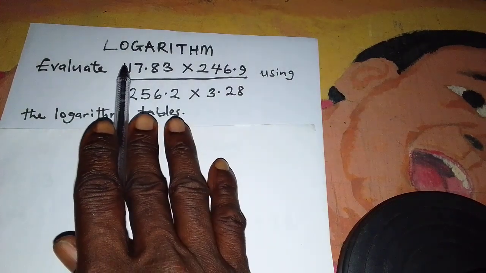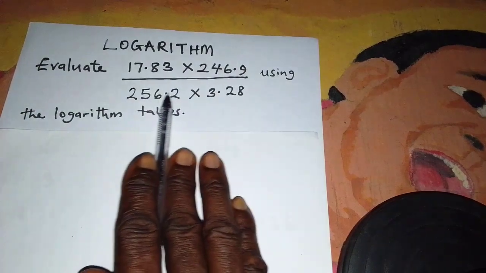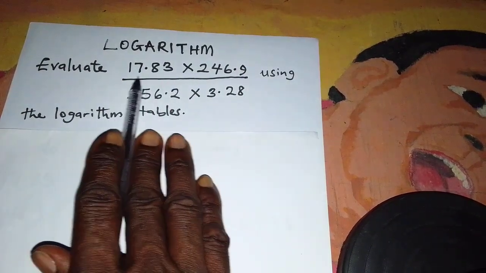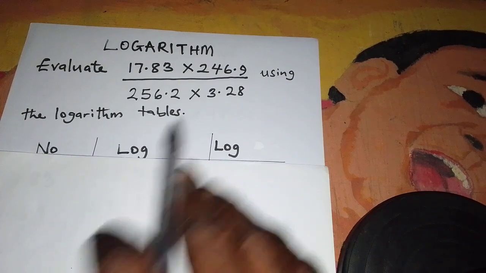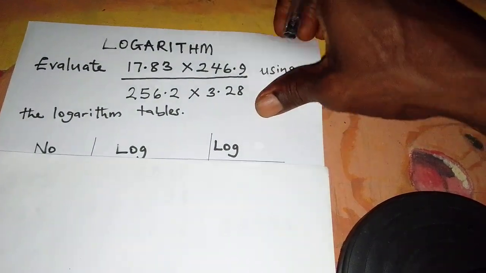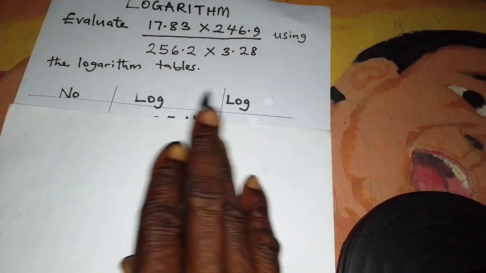Then the answer for the logarithm of the numerator and the logarithm of the denominator, since they are dividing, you are going to subtract it. Then after you have subtracted, you now look for the antilog to be able to know the final answer. Now let's move on. So now you can draw your table in 3 like this. You have a number, log.